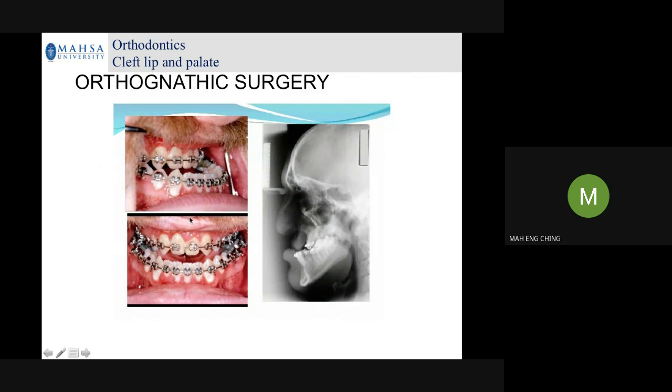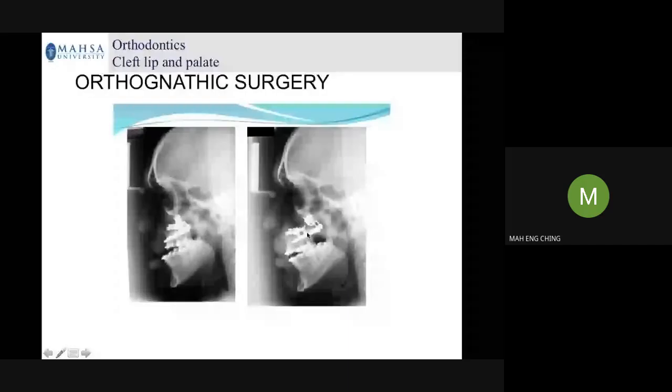So for this patient, sometimes we can consider distraction surgery, which is putting a distractor in the maxilla or mandible. In this case, for the maxilla, we put a distractor and fracture the upper jaw, then keep turning this screw, and the distractor will push the maxilla forward. By putting a distractor, they say it can advance the jaw more than orthodontic surgery.